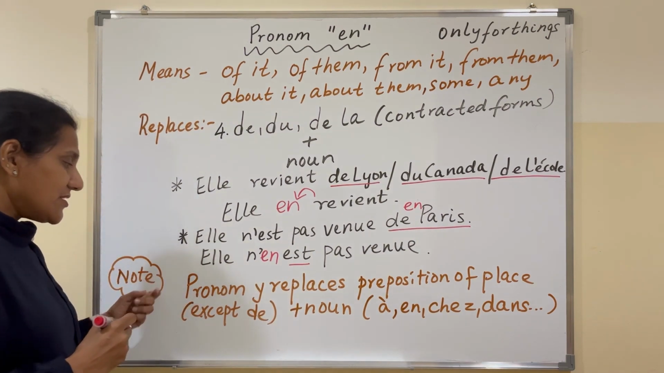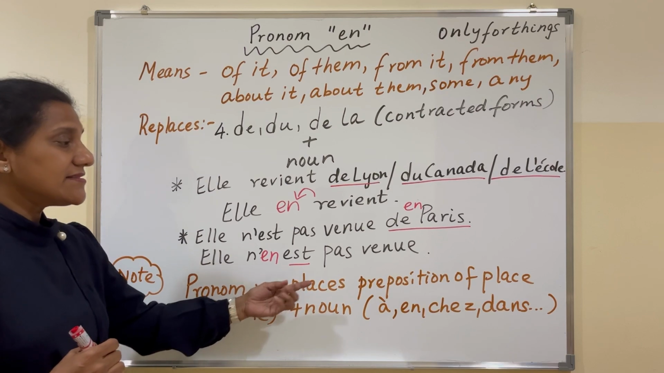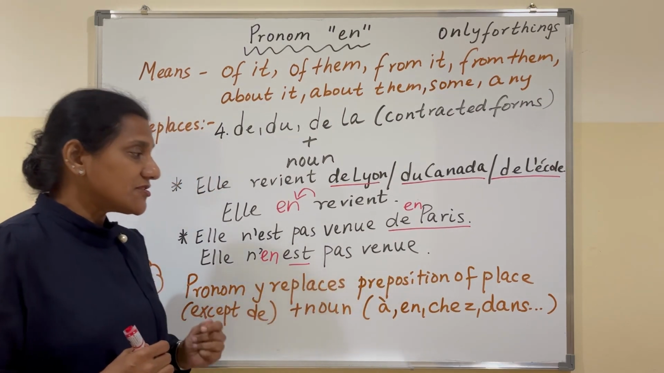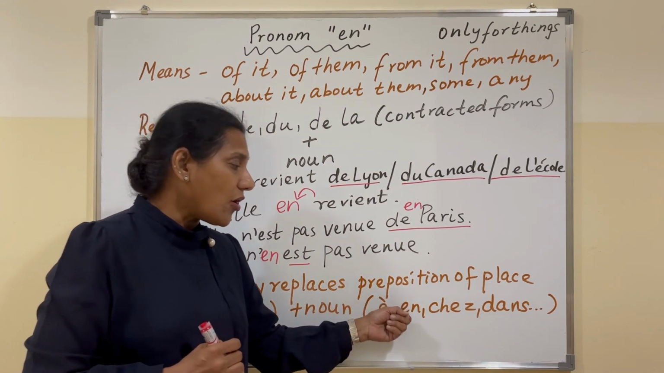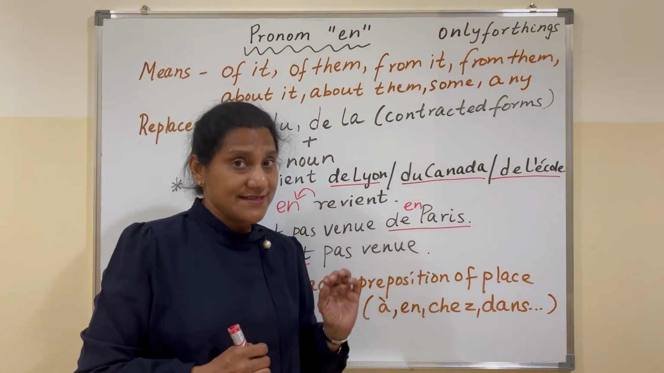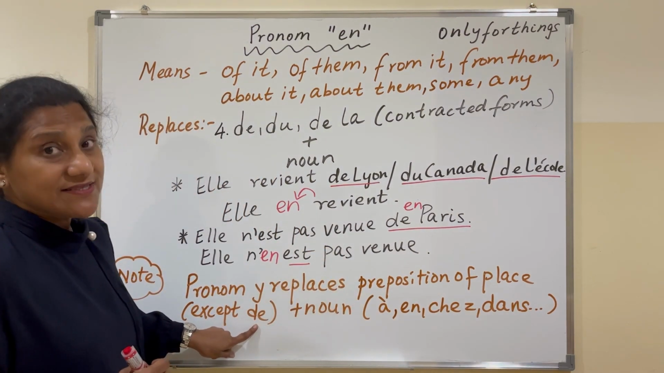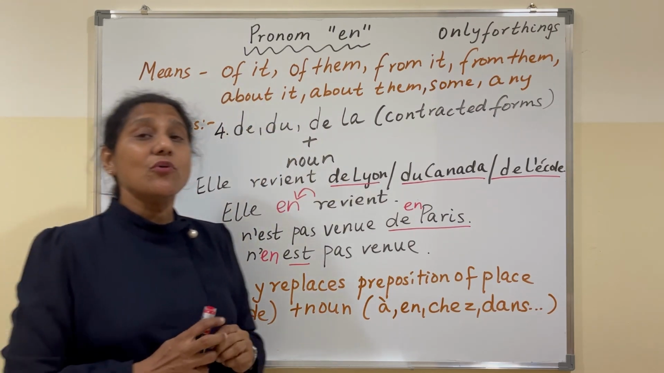Now, note, when we learned the pronoun y, we learned that it replaces preposition of place plus noun. What were the prepositions of place there? À and all the contracted forms, en, chez, dans, etc. But mind you, it does not replace de plus place. De plus place is replaced by the pronoun en.